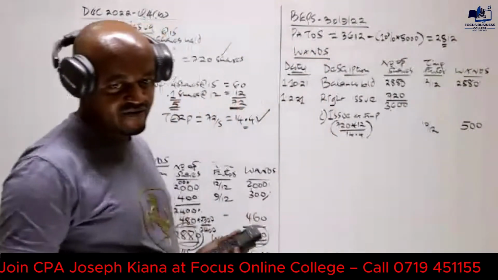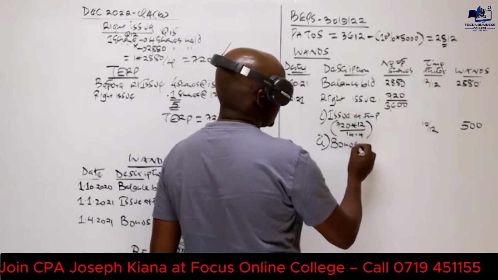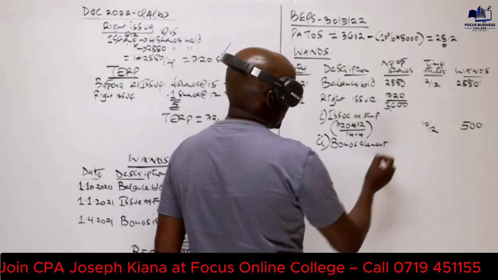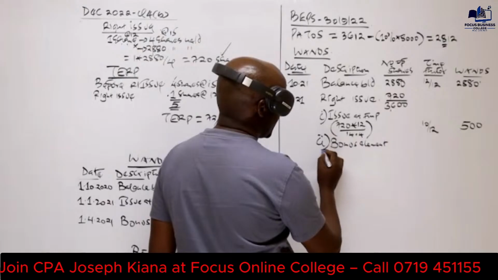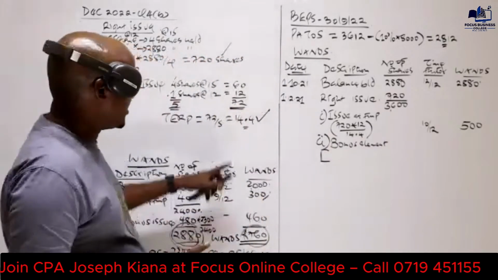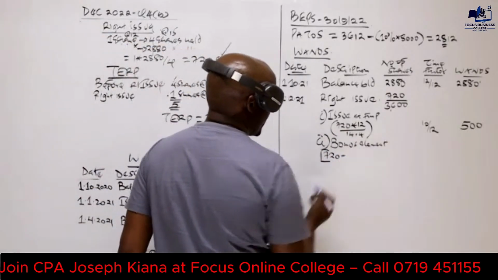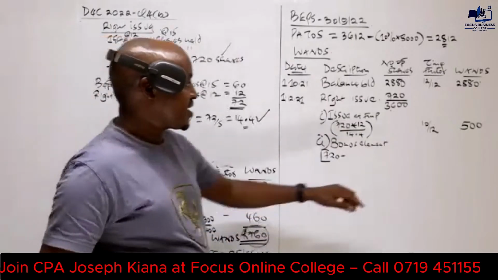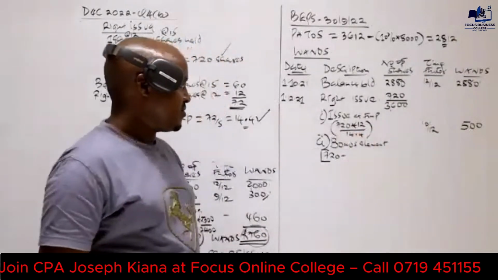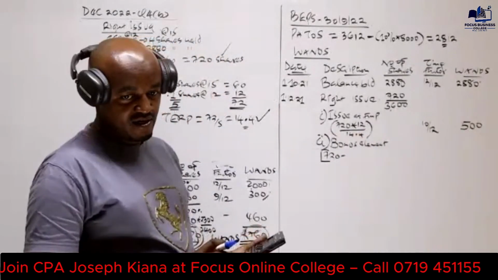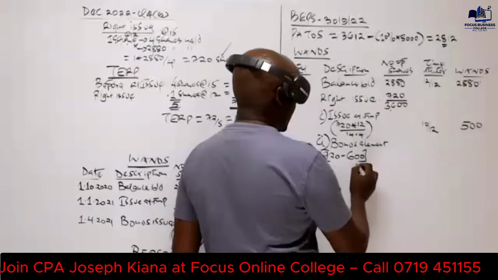That one will give us 500. Then from there, we determine the bonus element. The bonus element will be equal to the total shares which were issued during the rights issue, 720, minus the shares issued at full market price. The shares issued at full market price are not 500, but basically 600. Yes, 600. So the bonus element is 120.